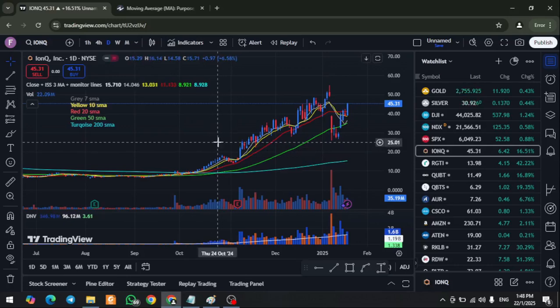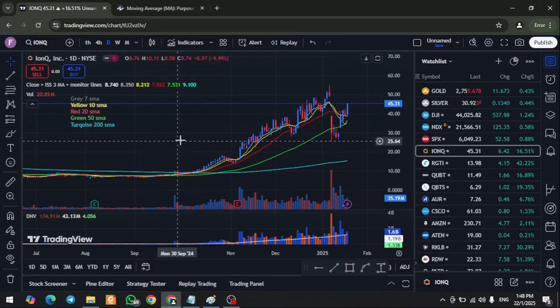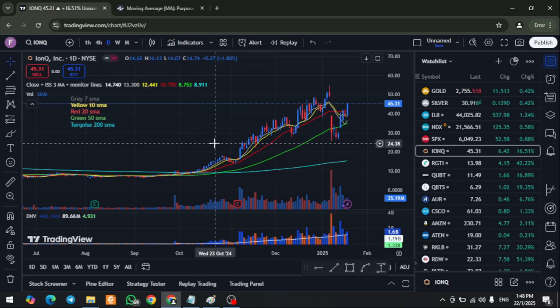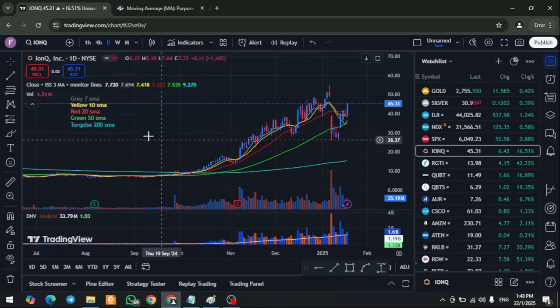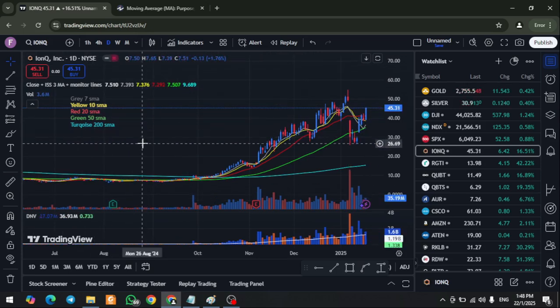So today I will explain how to use moving average as your support line. Moving average is basically a line that tells you the average price traded in a specific time. Usually I use 7 SMA, 10 SMA, 20 SMA, 50 SMA, and 200 SMA, as you can see here.